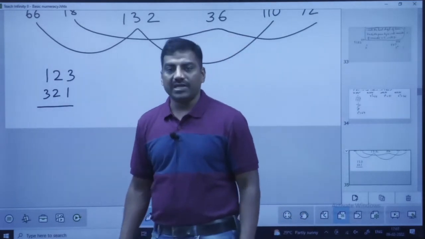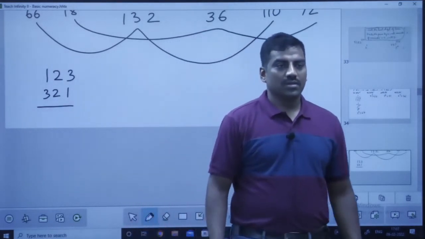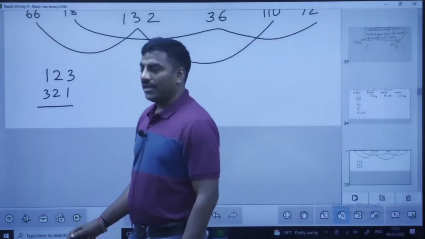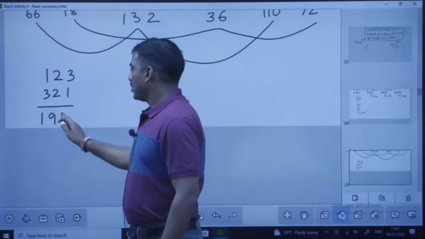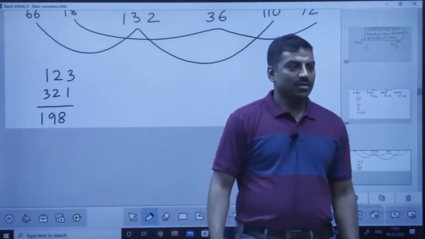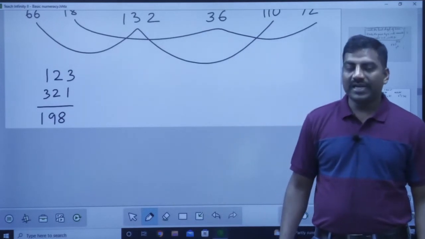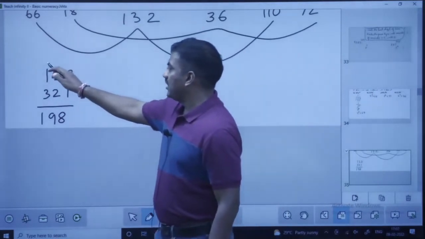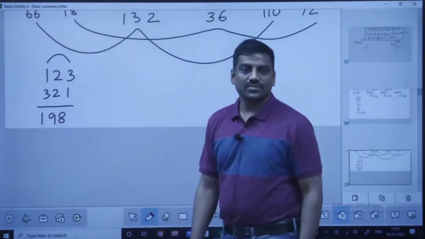321 minus 123. Quickly. 321 minus 123 is 198. Can we divide it by 99? 99 twos are 198. What is that 2? That is the difference between the first digit and last digit.